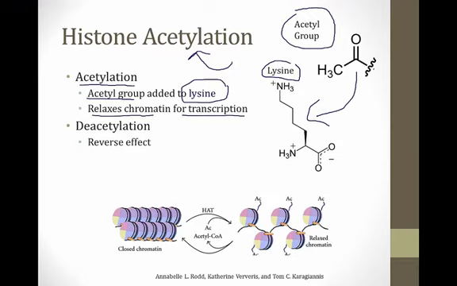If you look at this picture on the bottom of the screen here, we have some closed chromatin on the left side of the screen. There are enzymes called histone acetyltransferases which will add acetyl groups to lysine. This will relax the chromatin and allow transcription to occur. There's also a process called histone deacetylation, and this has the reverse effect. It packs the chromatin tightly together and it blocks transcription.